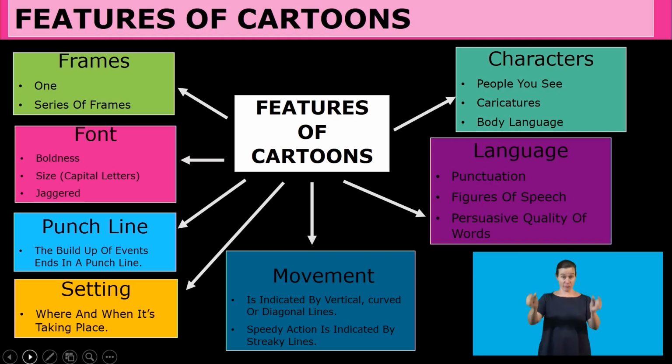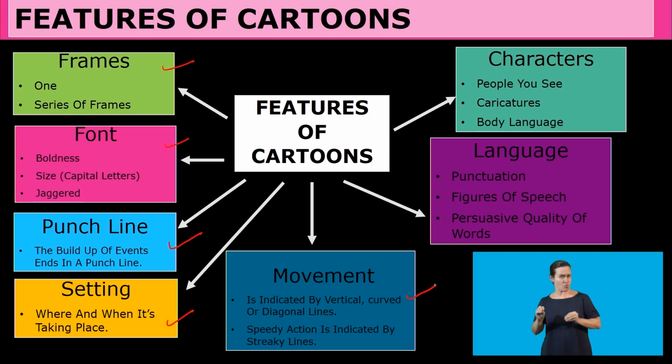So let's look at the frames first. Remember, your frame can be one frame or there can be a series of them, all right? Your font, how bold are they? Look at the size, is it capitals or small letters? And also look at jagged font, all right? Because that normally indicates a particular message that the cartoonist wants to convey. Please look at the punchline, all right? Your punchline is the build-up of events. So the series of the frames in the cartoon builds up to a particular punchline. Your setting is normally where and when this cartoon takes place, and that creates the context for this cartoon.